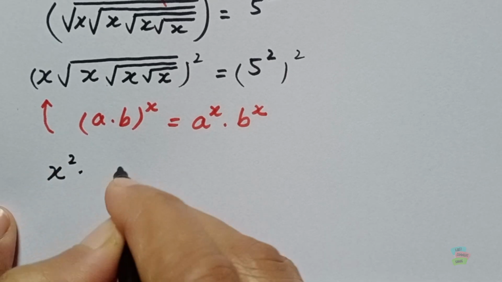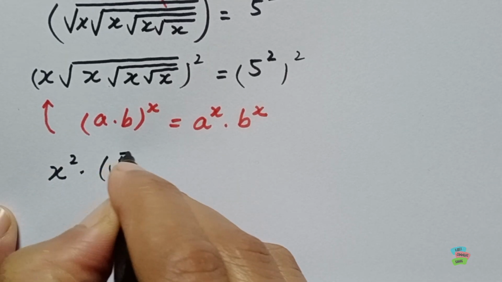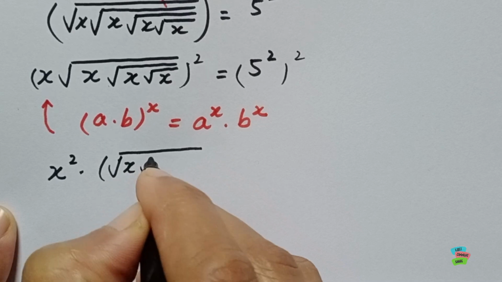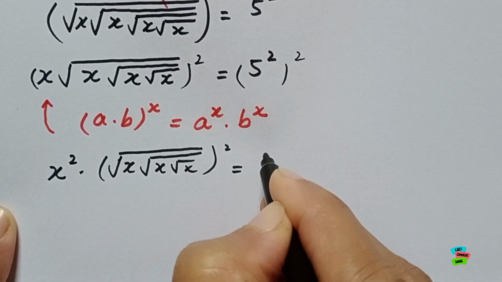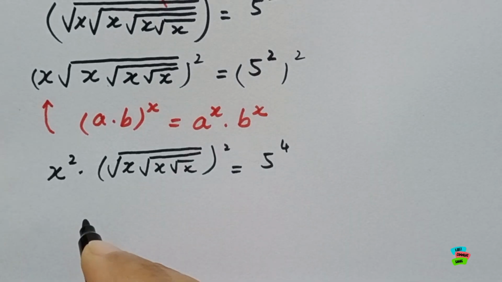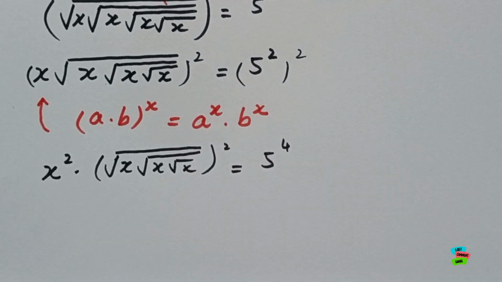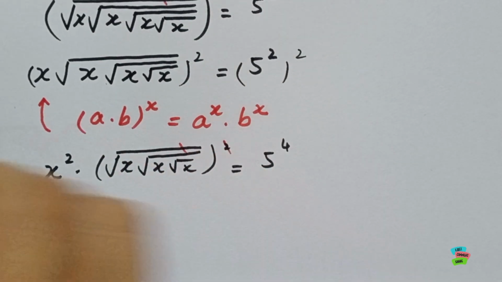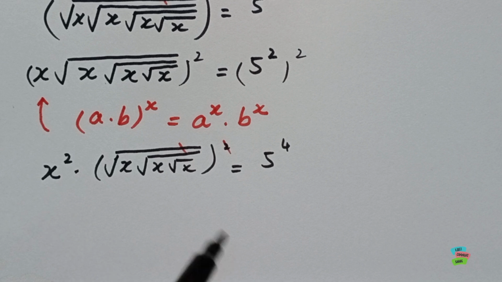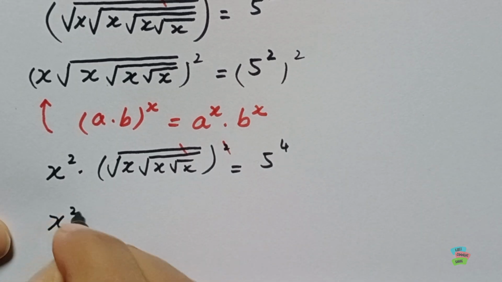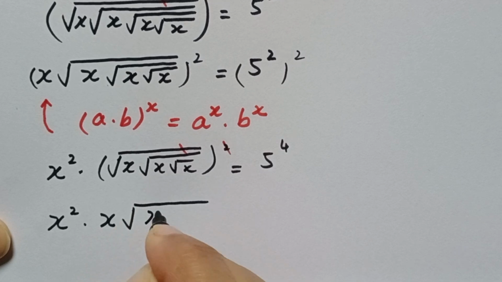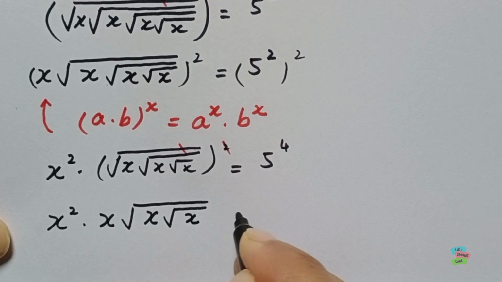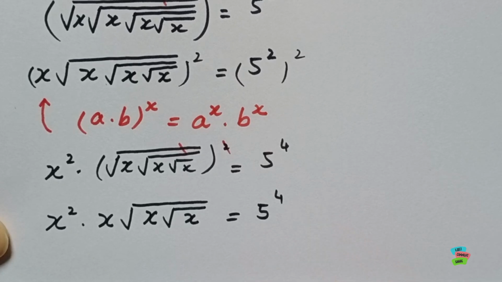So x to the power 2 and square root x, square root x, square root x to the power 2 is equal to 5 to the power 4. 2 times 2 will give us 4. Here this power will cancel out with the square root and we will be left with x squared times x times square root x times square root x is equal to 5 to the power 4.